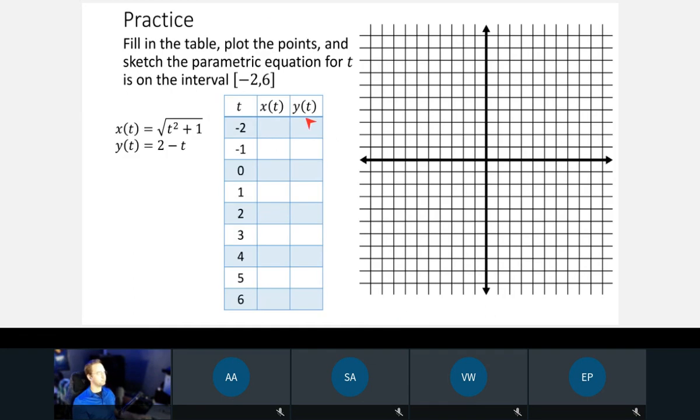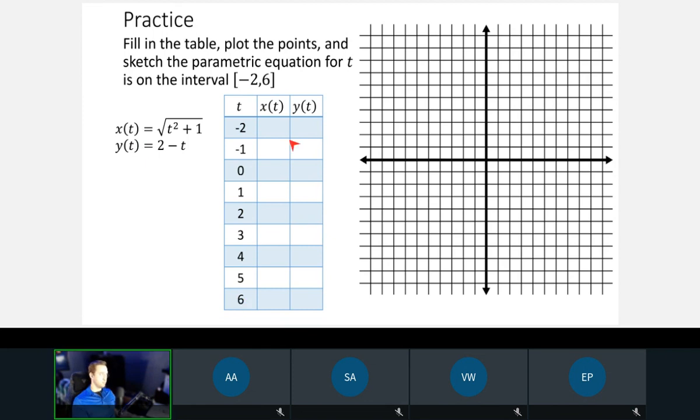All right, for example, we want to fill in this table and we want to plot the points. Then we want to sketch the parametric equations for t, and t's on the interval of -2 to 6. Okay. So I already created the table with our three variables. We already know the two functions. X of t is this, and then y of t is this. And because the interval is from -2 to 6, in the table, we start at -2 and we go all the way up to 6.